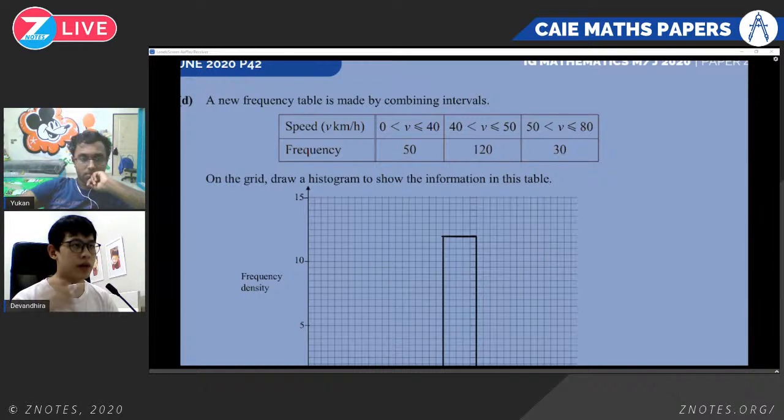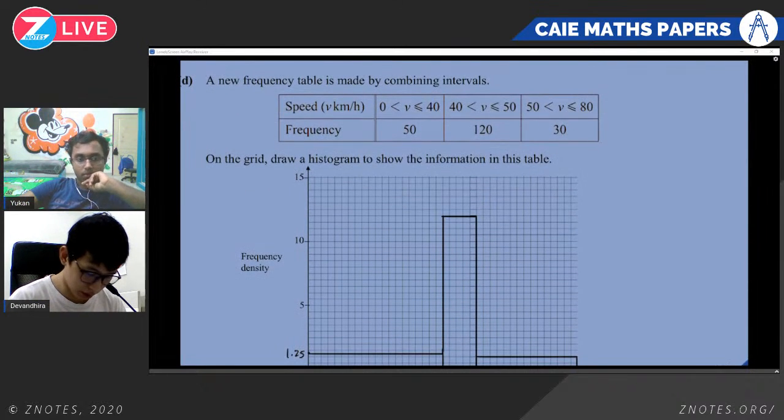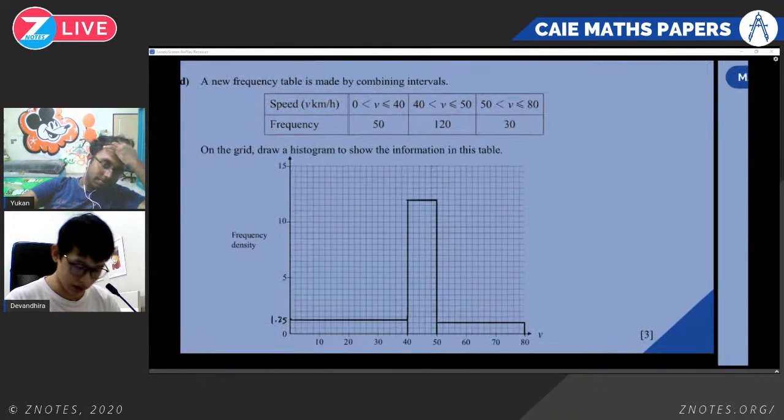So 120 divided by 10, that's just 12. So we can put the height 12 right here. And this should be correct. Same thing for the last one.